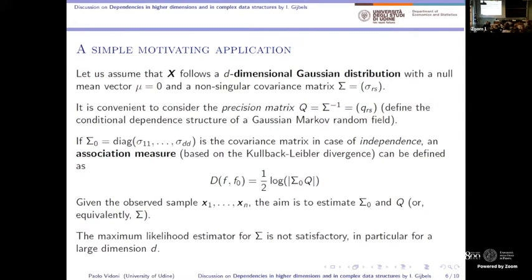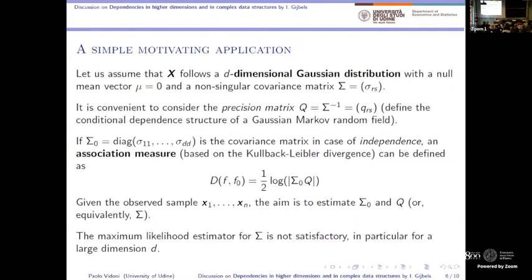And this is necessary in order to specify an association measure like the KL divergence given here. So one solution could be this one. We may move from the covariance matrix to the precision matrix, which is the inverse of the sigma matrix. And if we consider this matrix, we have an idea about the conditional dependent structure related to this vector, which is quite useful when we consider Gaussian Markov random fields, for example.